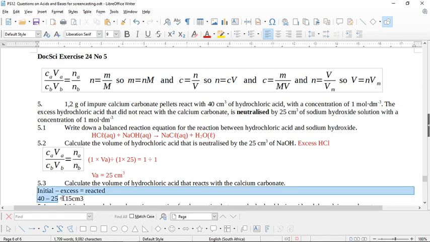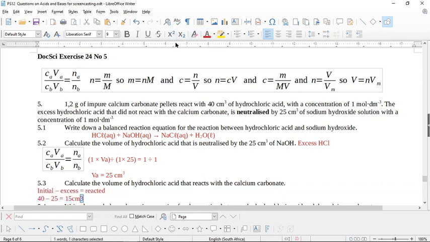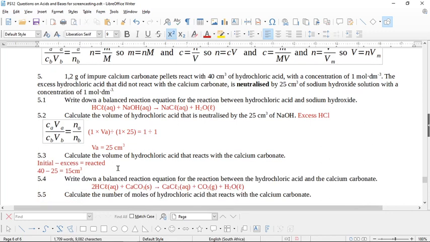Okay, so I hope you followed that, because whatever was reacted is no longer there to be neutralized by the sodium hydroxide, and we put in 40 cubic centimeters in the beginning.